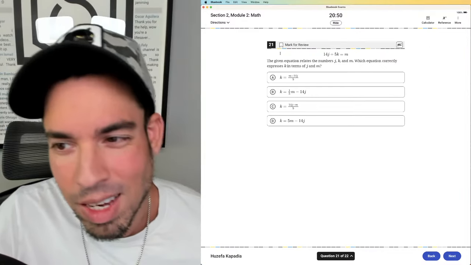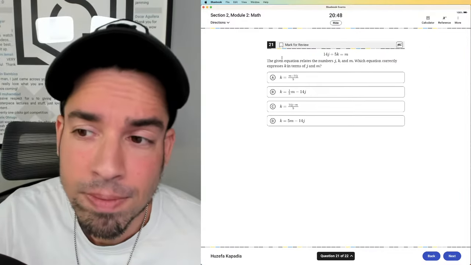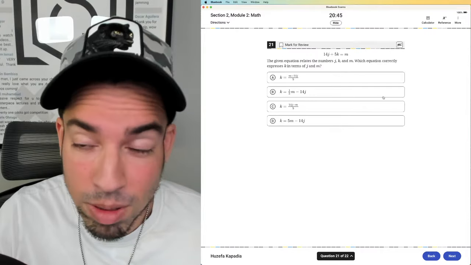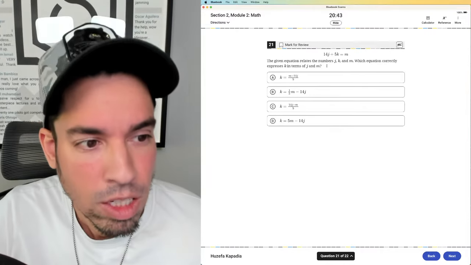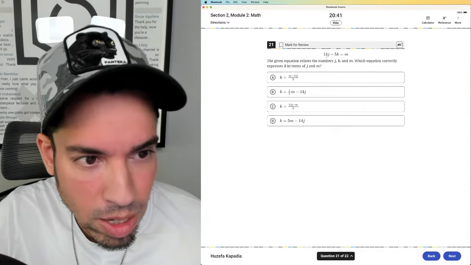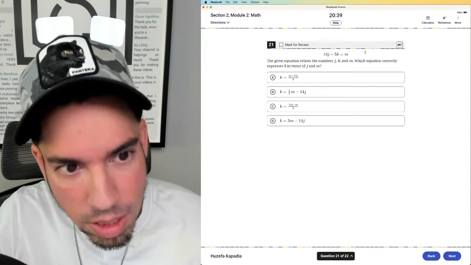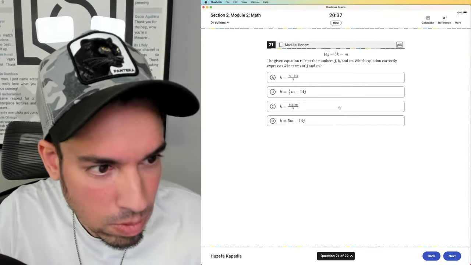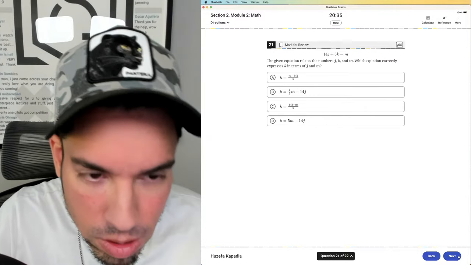Which equation? This is isolating quantities. I mean, there is a calculator hack, but I would not recommend it because it's much easier to just isolate K, right? You subtract 14J and divide everything by 5. So it's A. That's what I would say.